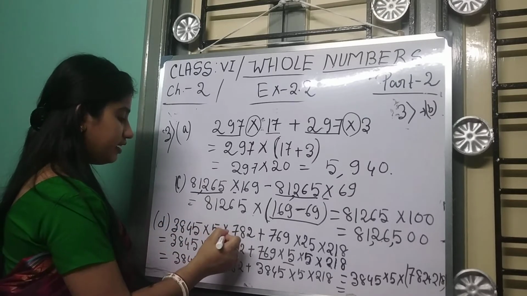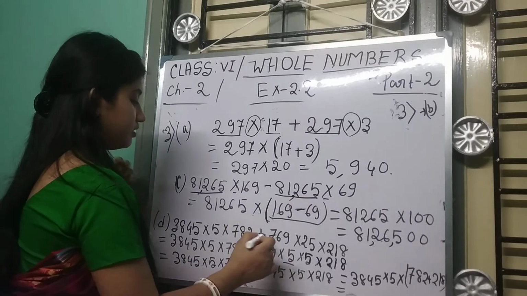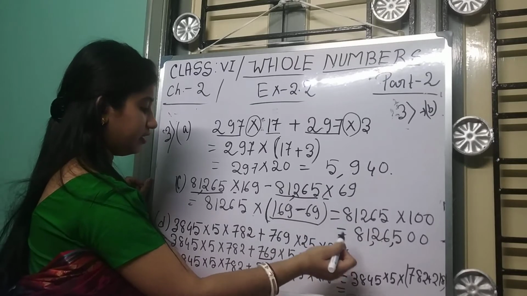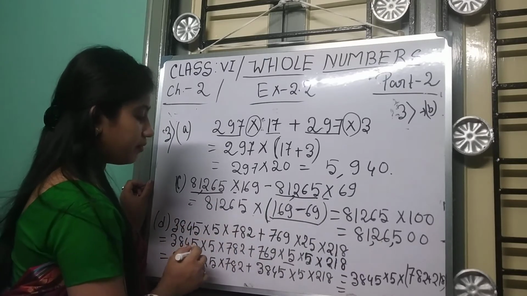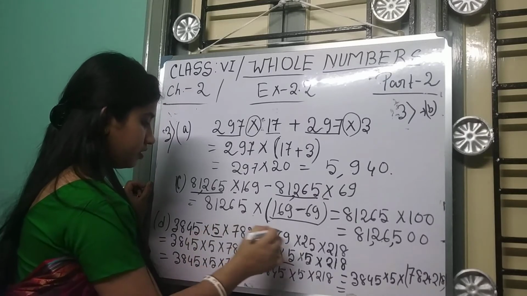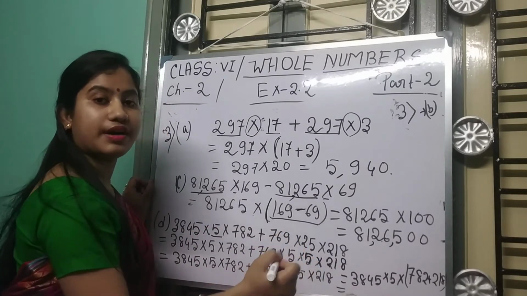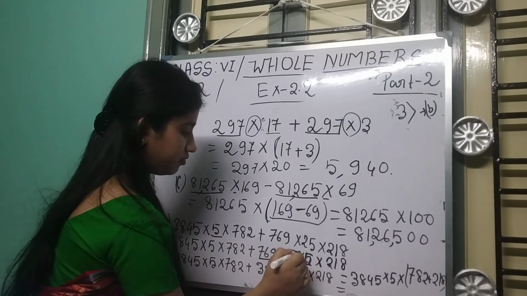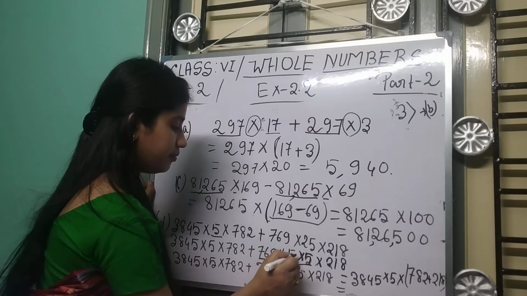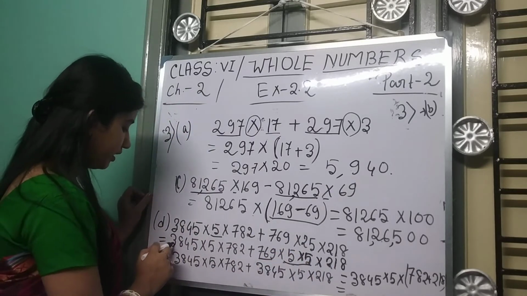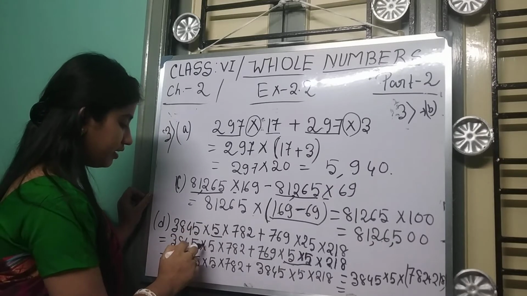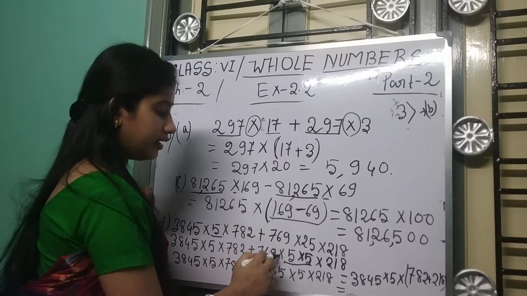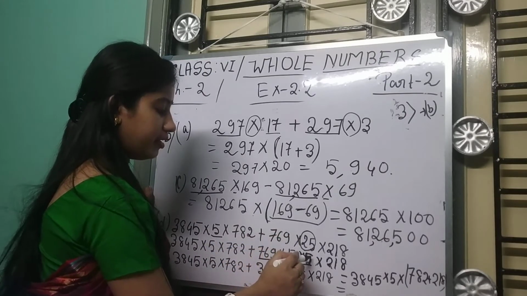3,845 into 5 into 782, and the next one is 769 into 25 into 218. So here the common number is 5, because 25 means 5 into 5. So in the second line we write it this way: 25 means 5 into 5. So we write 3,845 into 5 into 782 plus the same 769 into 25, meaning 5 into 5, into 218.